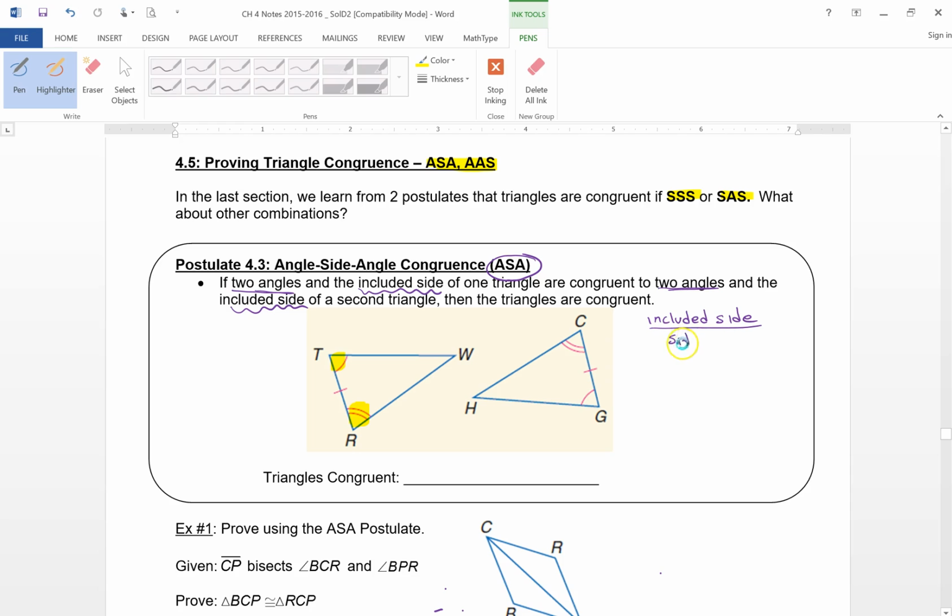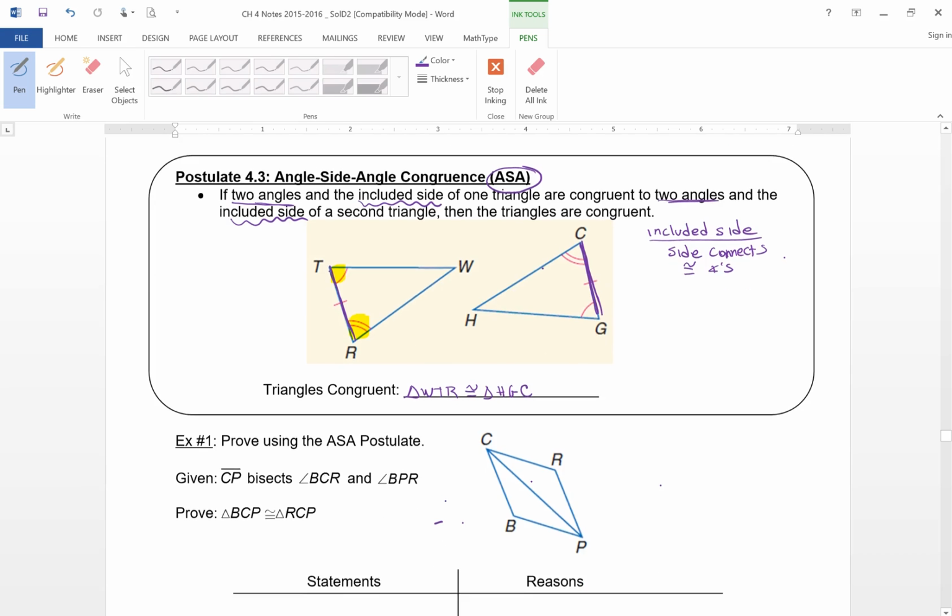How do you know that side is congruent to the other? It's the side that connects the congruent angles. So what the theorem is saying is this: if two angles are congruent to two angles here, and the side that connects them is congruent to the side that connects them here, then no matter what, okay, the triangles are going to be congruent. Okay? So in this case, I have triangle WTR congruent to triangle what? HGC.